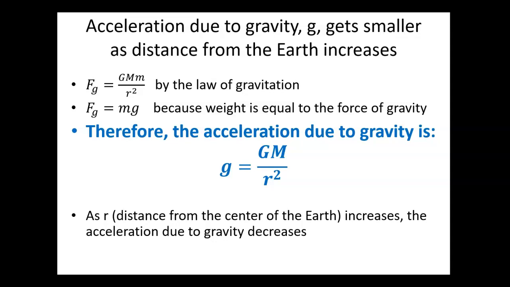So if we make those two things equal to each other, then we see that there's a formula for acceleration due to gravity, which is the universal gravitational constant times the mass of the planet, the mass of the Earth, divided by the distance between the object and the center of that planet squared. So as the distance from the center of the Earth, as that r increases, the acceleration due to gravity will get smaller.